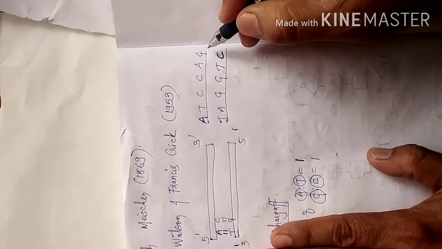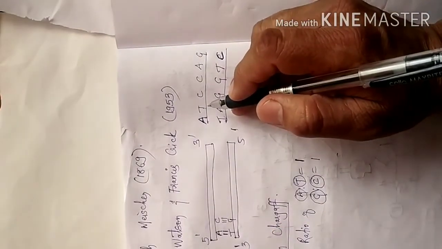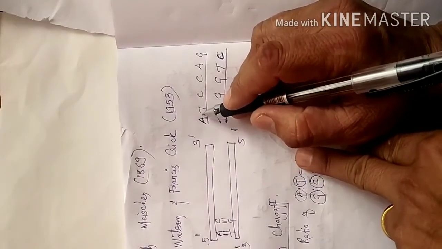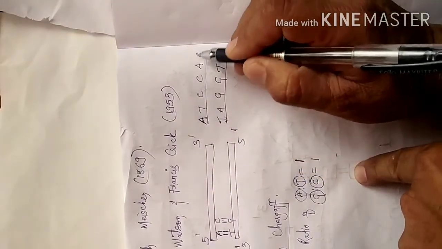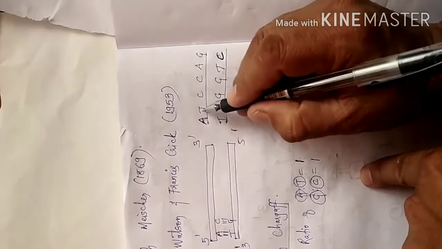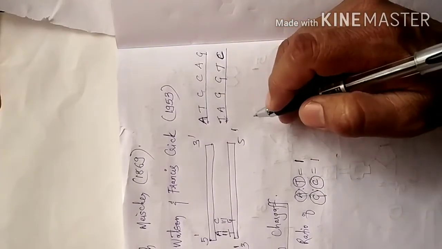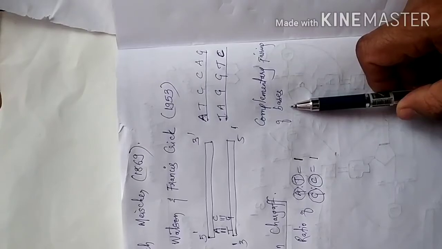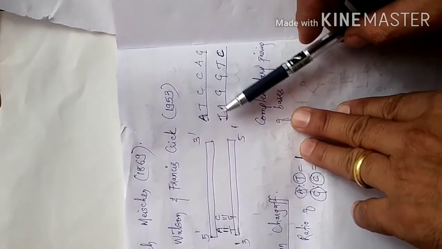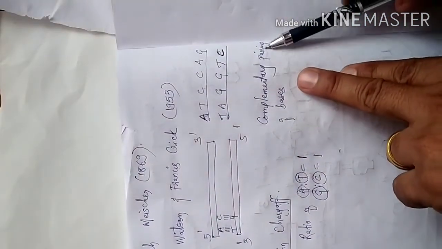Then came the idea that the process of duplication of DNA also takes place by reading the information on one strand of the DNA, and this type of pairing of bases A, T, G, C was known as complementary pairing of bases. So in complementary pairing of bases, A always bonds with T and G always bonds with C.